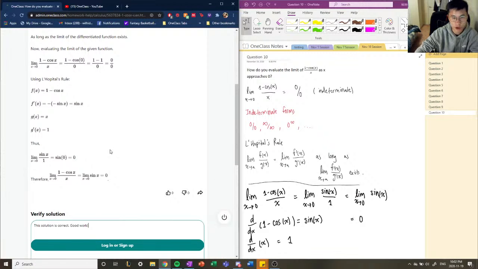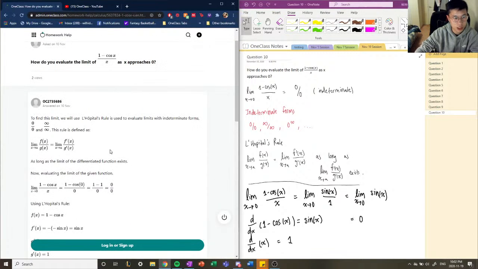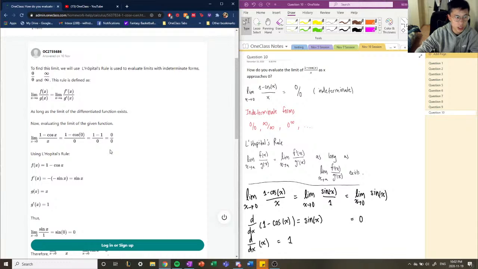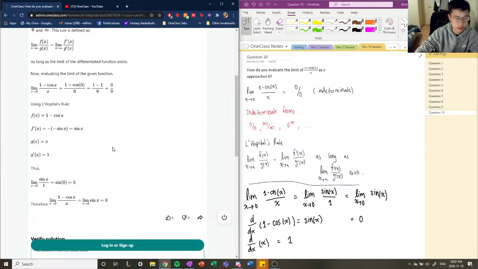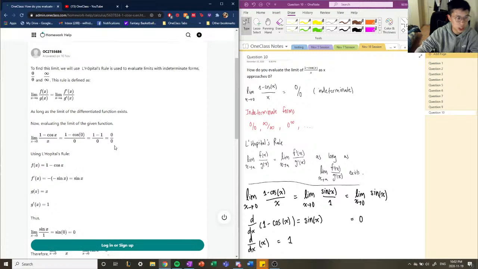L'Hopital's rule is very useful in these kinds of settings when you cannot calculate the limit using normal conventions like substitution or algebraic methods, or using the conjugate or whatever.